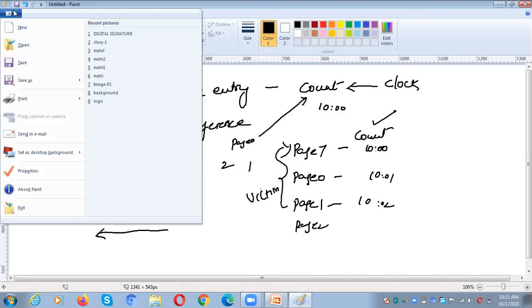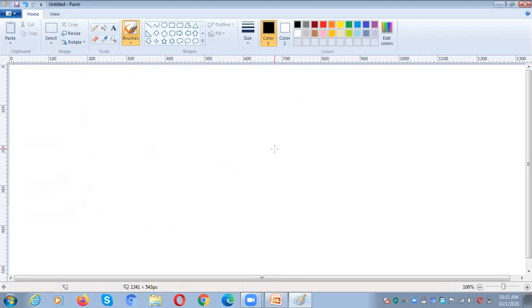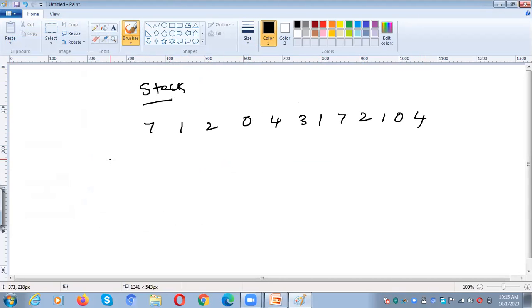This is one technique. There is another technique, but can I continue or do you need to attend the next session? Clock is one technique and the second technique is a stack. Okay, let me complete this one. For example, this is the reference string. So what will a stack do? This is the stack.